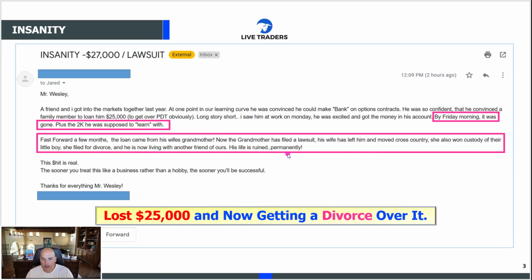Now, I am sure there's probably a little more to the story than just that, but I have a feeling the $25,000 was a pretty big part of it. Again, there might be more to the story, but how do you borrow 25 grand from someone and then blow every penny of it? 2 reasons. Get rich quick, no money management. That's it.